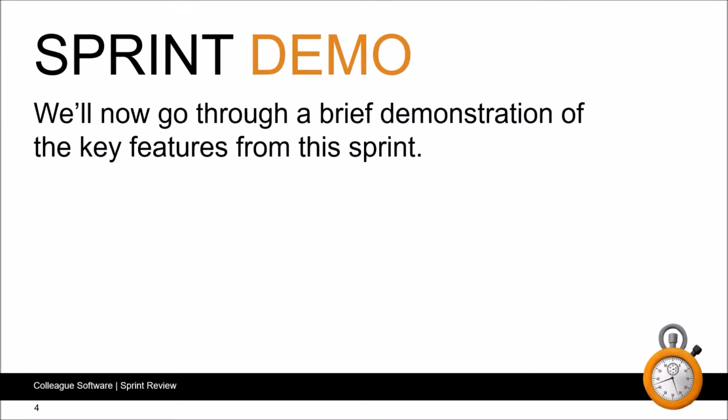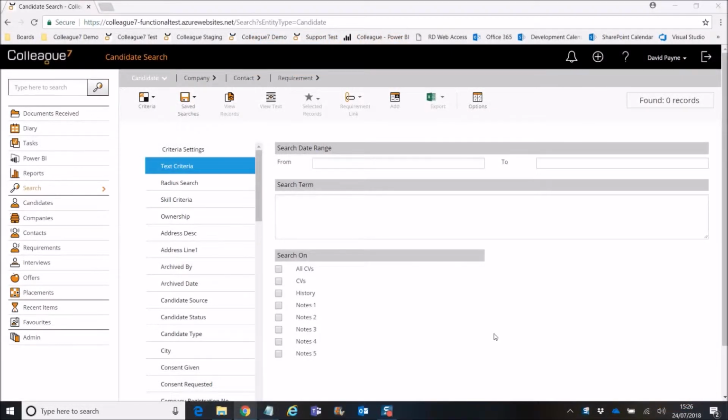We'll now go for a brief demonstration on the key features from this sprint. Okay, so the first point to cover, and apologies it wasn't part of the slides that just came before this, is the piece of work that was started not in the sprint just gone, but the sprint before that, relating to the not command in skill criteria searching.